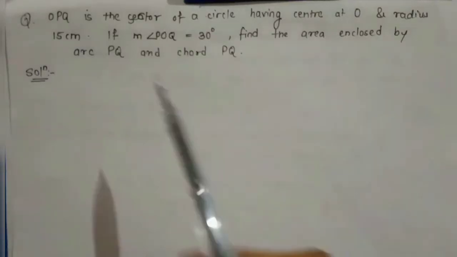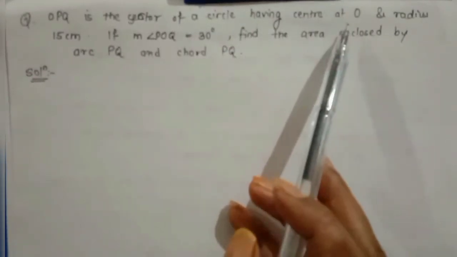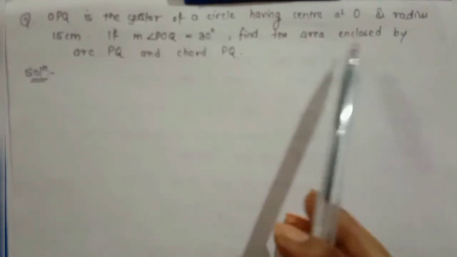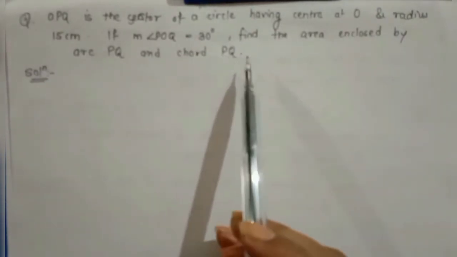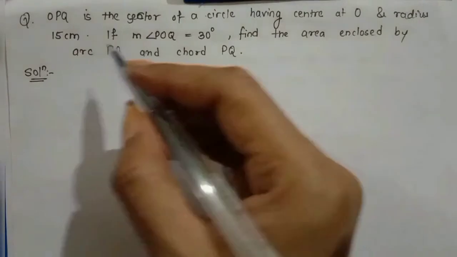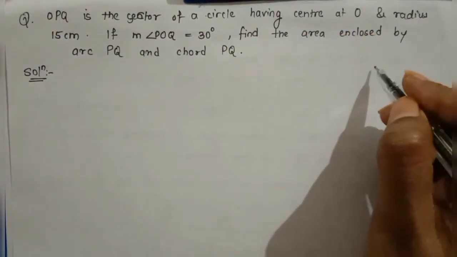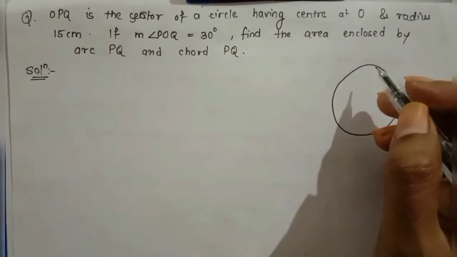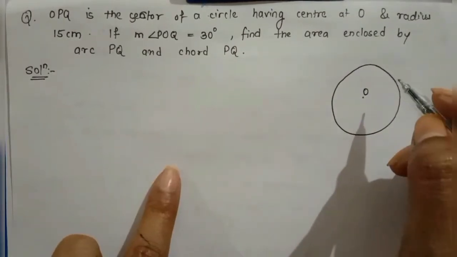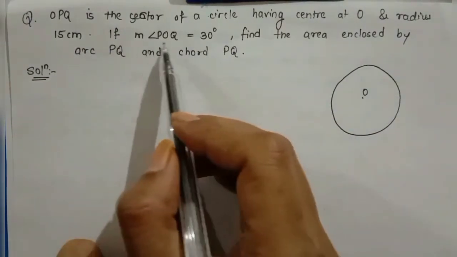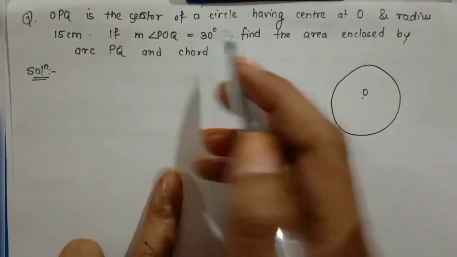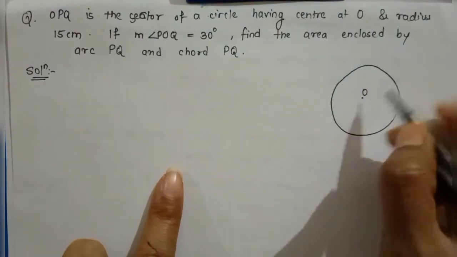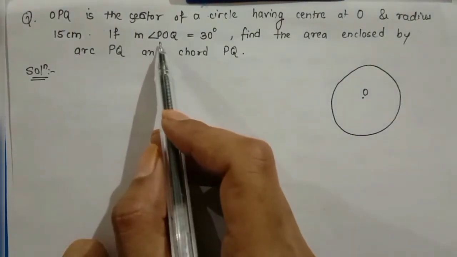Okay, here the next question is: OPQ is a sector of a circle having the center at O and the radius 15 centimeter. If measure of angle POQ is 30 degree, find the area enclosed by the arc PQ and chord PQ. Okay, now see, let's understand this statement by a diagram. So here I am drawing a circle. This is a circle, and this O is the center. It says measure of angle POQ is 30 degree.